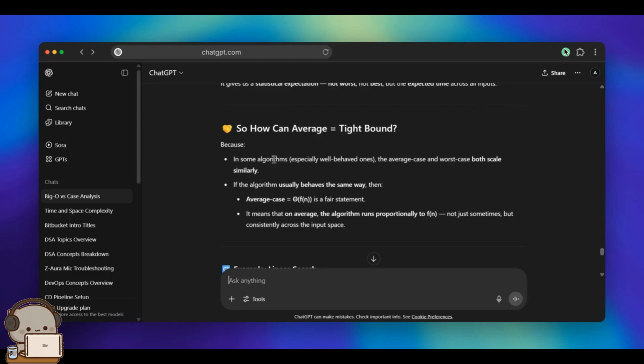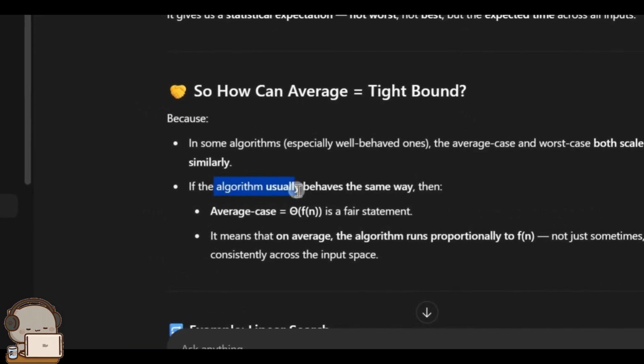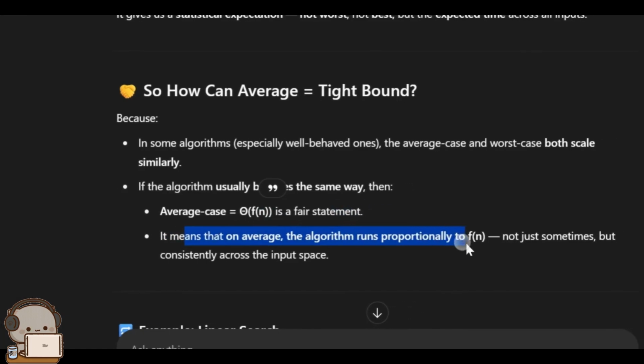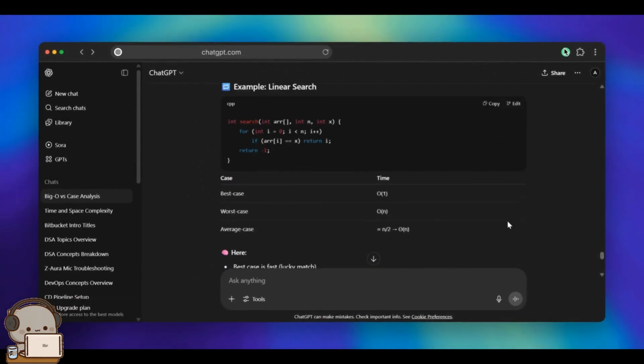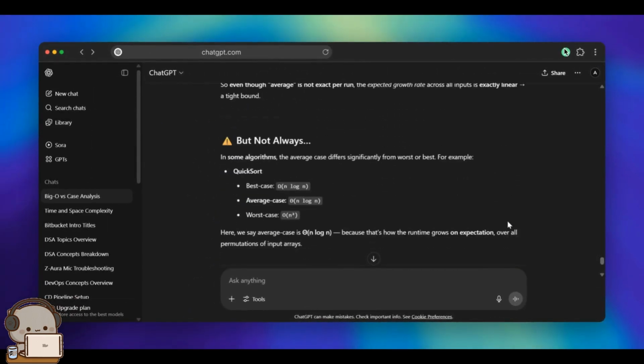Because in some algorithms, especially well-behaved ones, average case and worst case both scale similarly. The algorithm usually behaves the same way. An average is a fair statement. It means the algorithm's runtime is proportional to a function, not just sometimes, but consistently across the input space. An example is linear search, but not always.